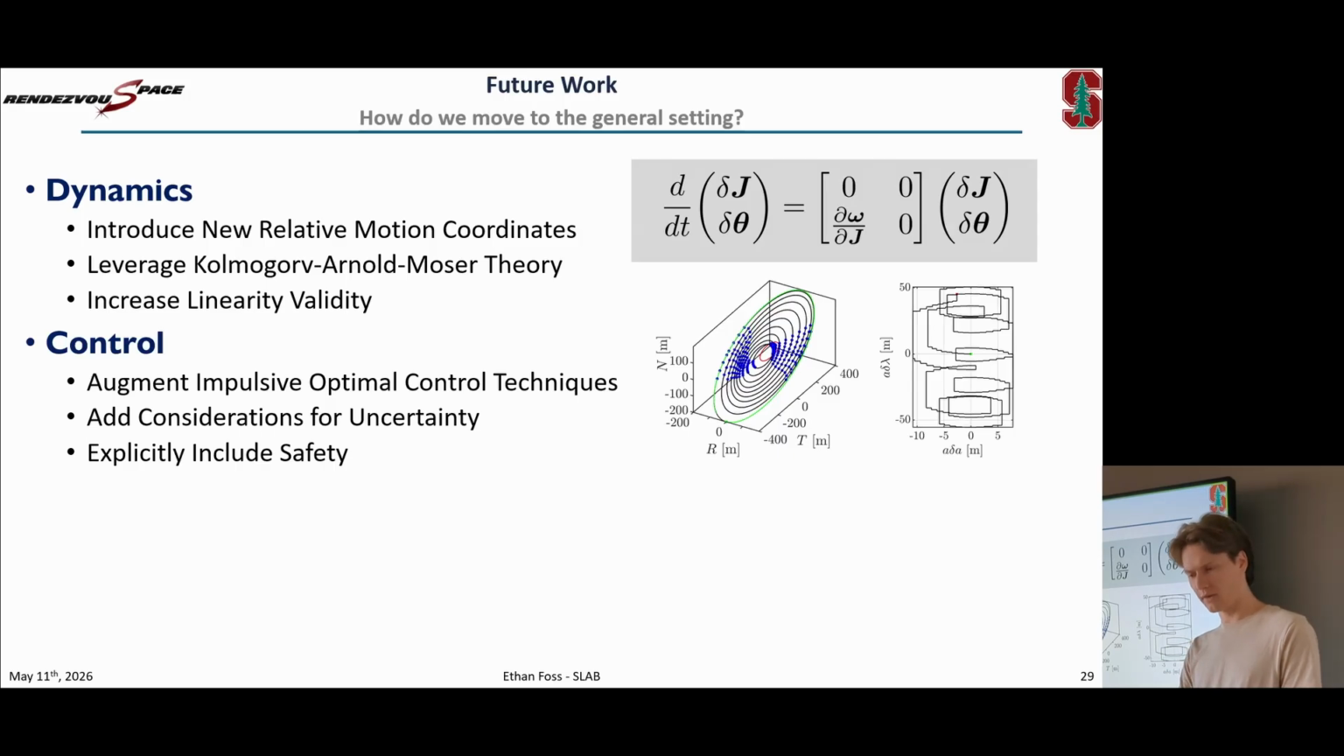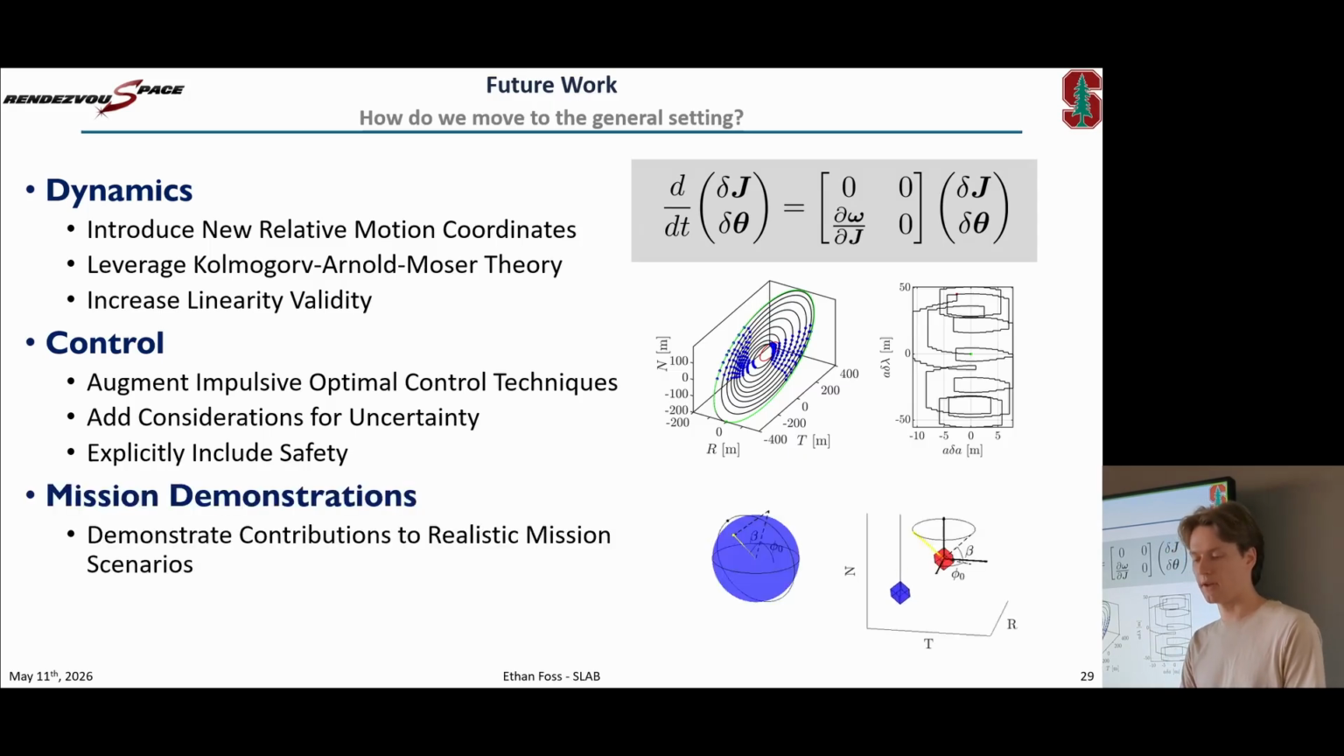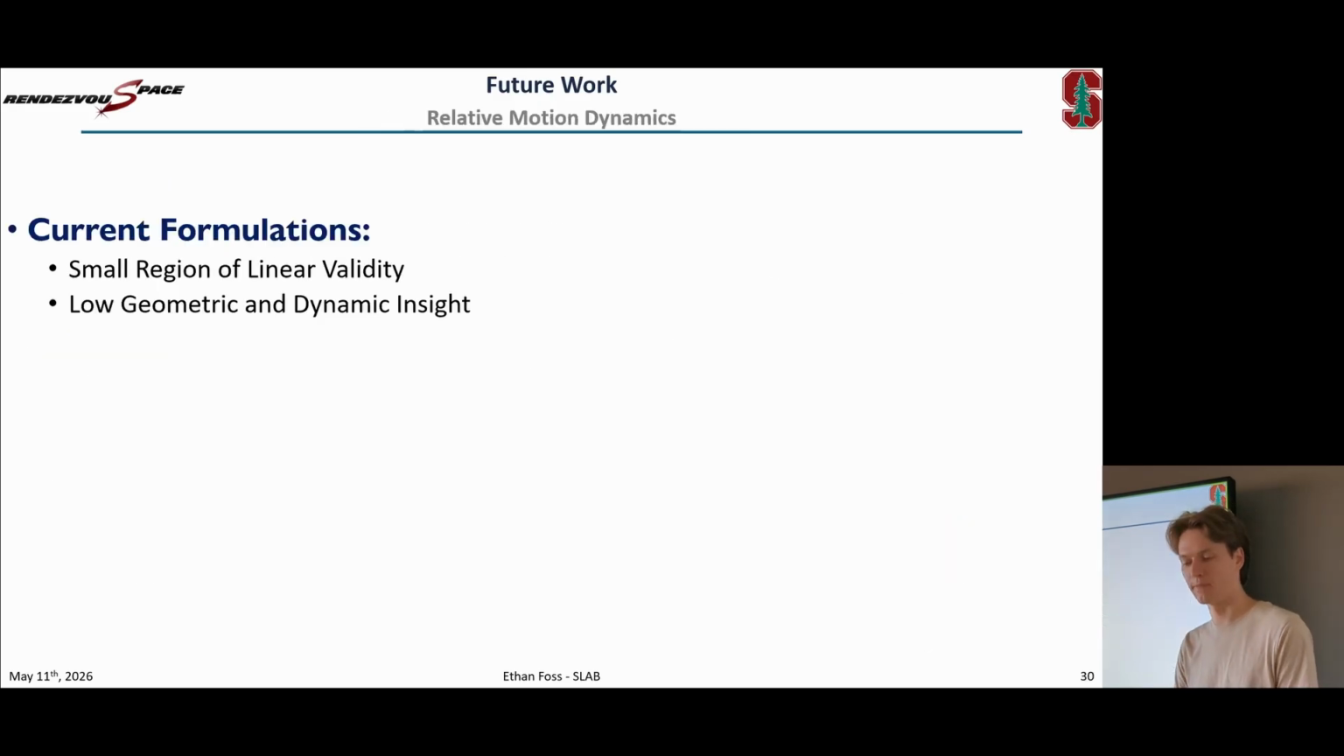Secondly, we would like to consider improved control schemes. Obviously, these regimes consist of harsh environments in which we need algorithmic robustness and reliability. So that's something we would like to move towards. And we'd also like to add explicit considerations for uncertainty and control. And then lastly, I would like to demonstrate these new techniques in relevant mission demonstrations. And I'll talk about the specific missions I have in mind.